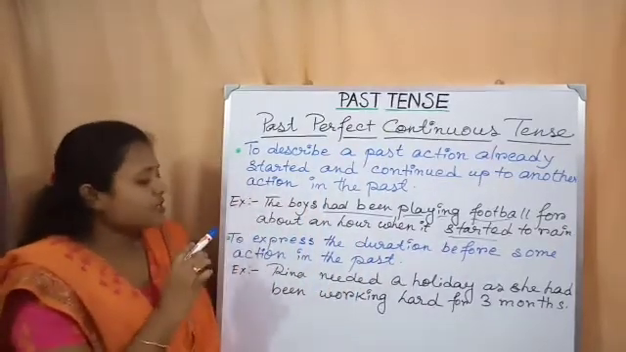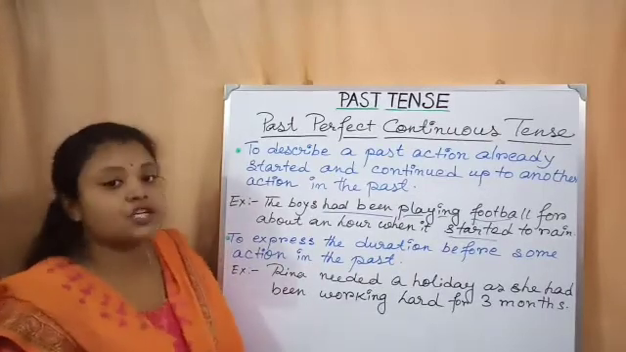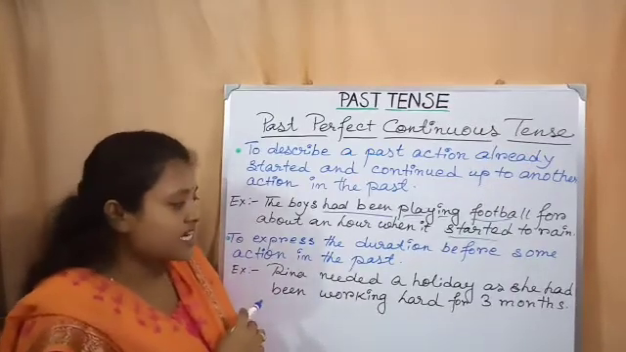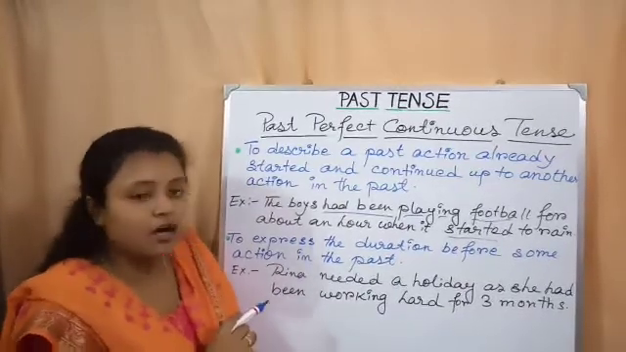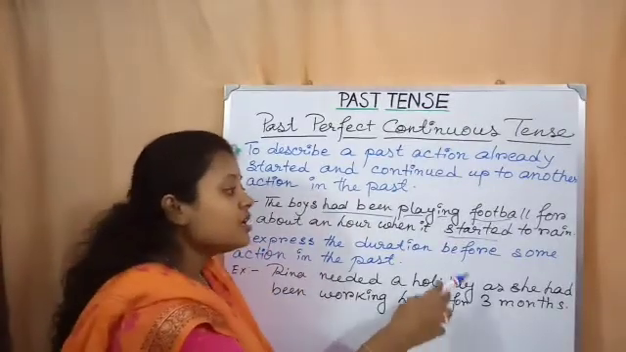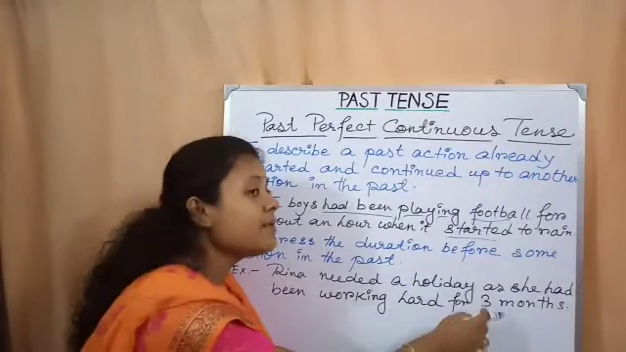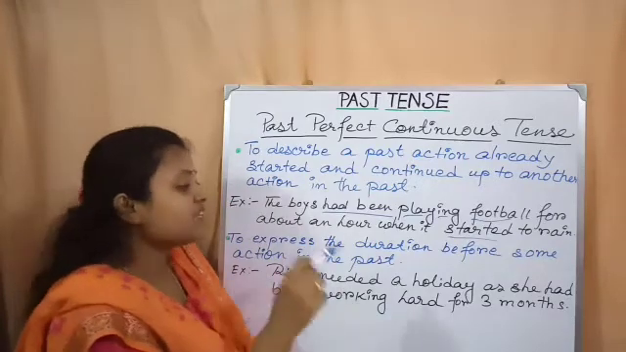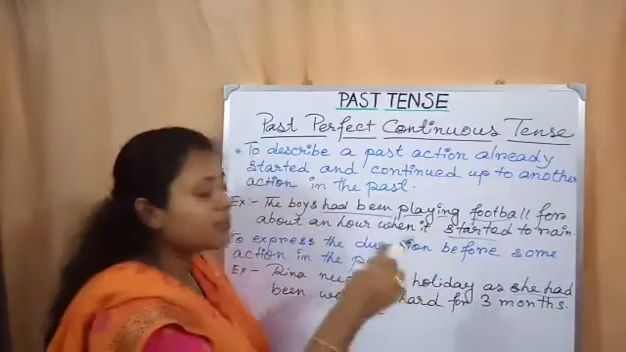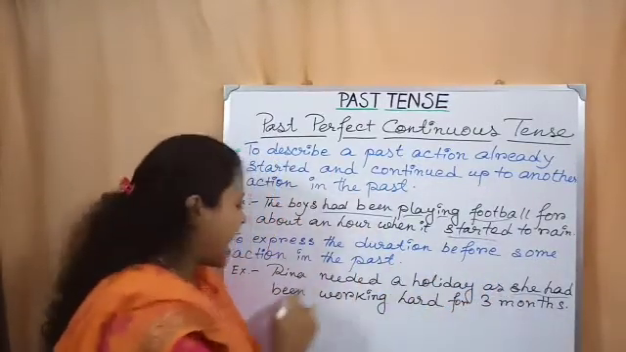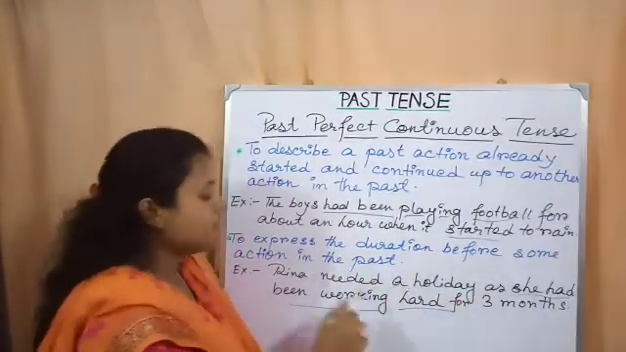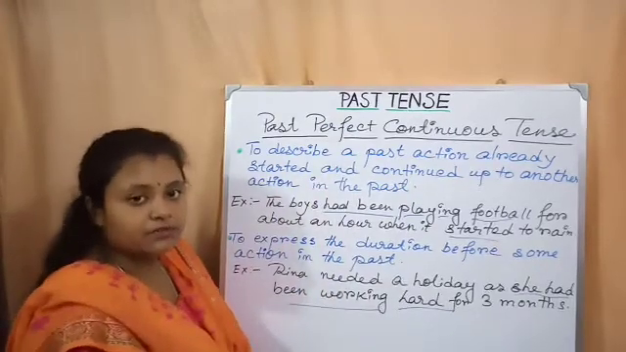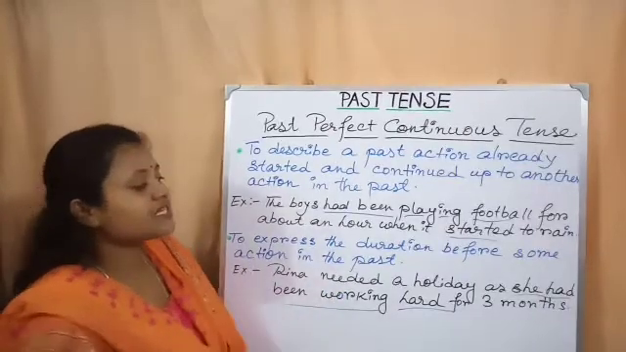Now come to the second point. To express the duration before some action in the past, we also use past perfect continuous tense. Example, Reena needed a holiday as she had been working hard for 3 months. So what is the duration of the action? The duration of the action was 3 months. She had been working for 3 months. That's why she needed a holiday. Because of the duration of the work I'm using here, she had been working. This is written in past perfect continuous tense. I have used this tense of the verb here to express the duration.